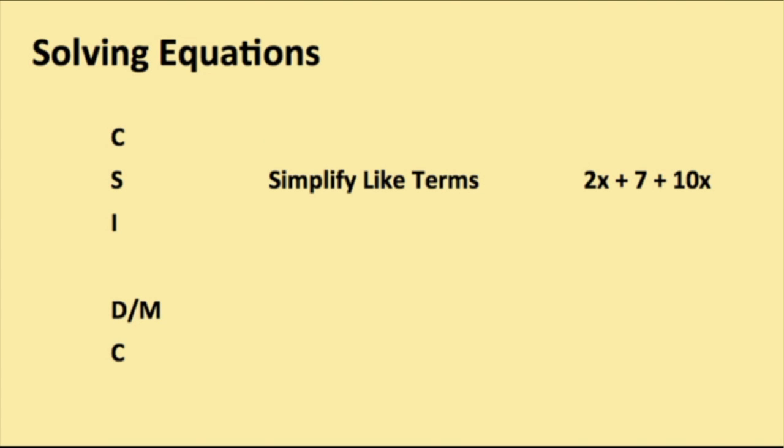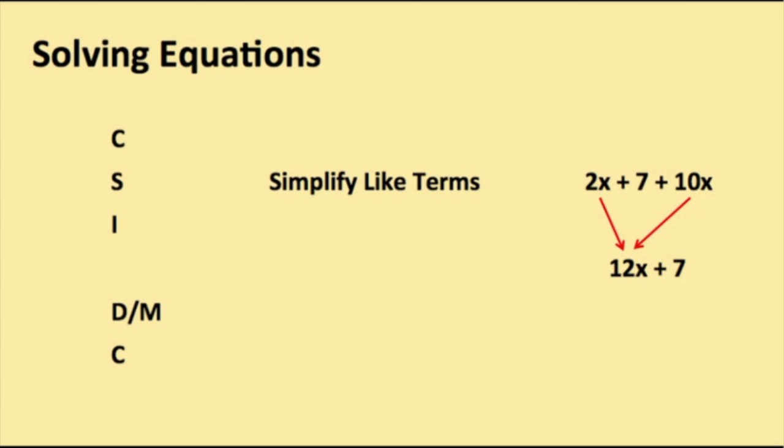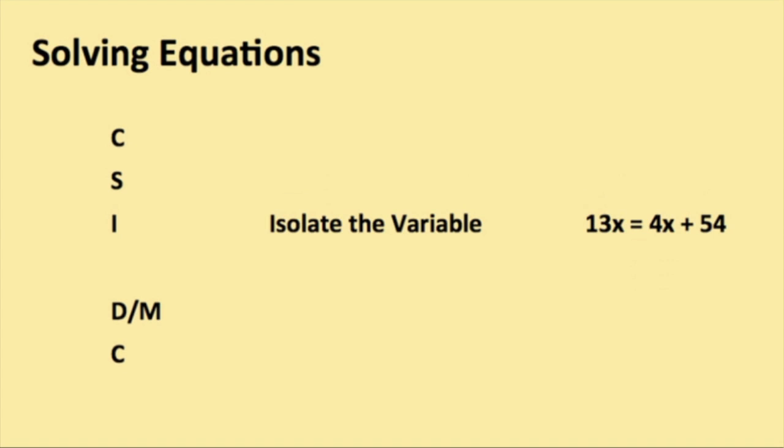Simplifying like terms means to group things together that have similar items. 2x and 10x are like terms. They both have x to the first power, so their coefficients are combined. The 7 is a constant, and there's no other constants, so it remains separate. So 12x plus 7 is simplified.